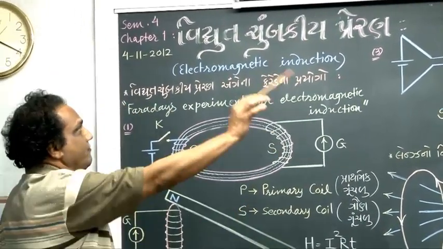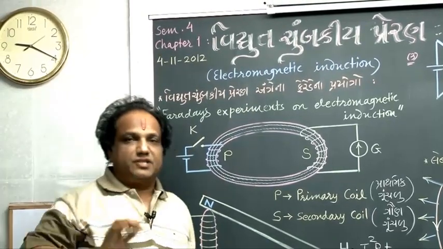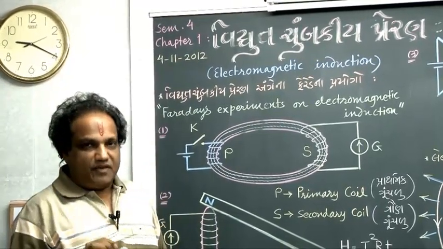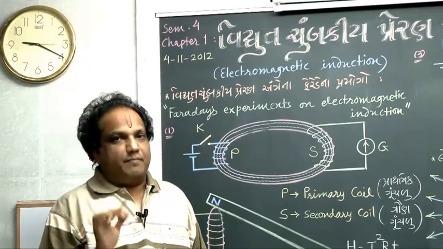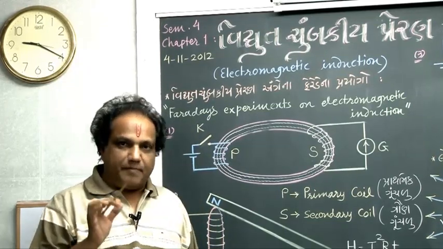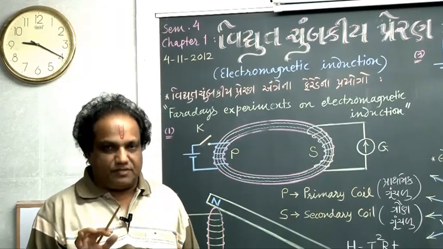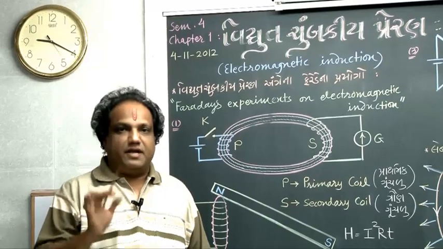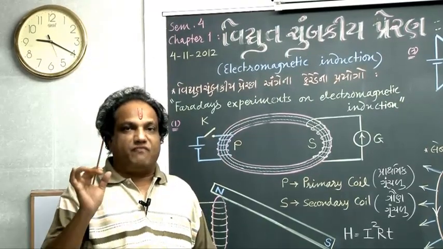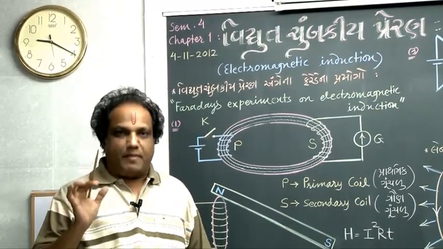My dears, before we go for understanding this chapter, there is a physical quantity which needs to be revised, because that physical quantity will repeatedly be mentioned in the discussion. So let me make you clear about that physical quantity. It is none but magnetic flux. What do you mean by magnetic flux?